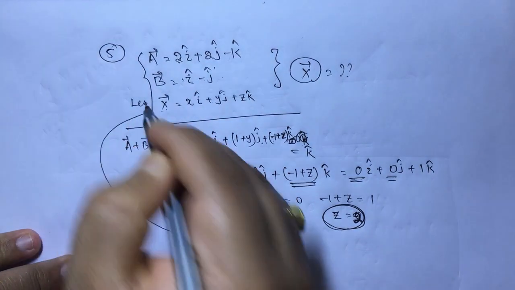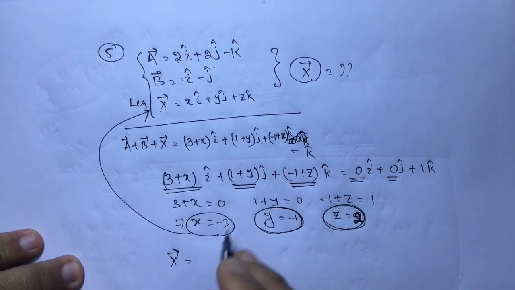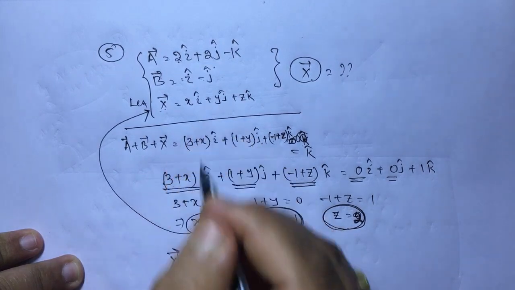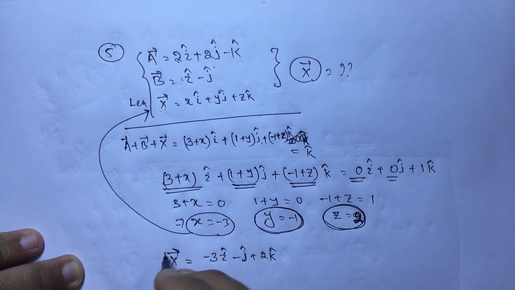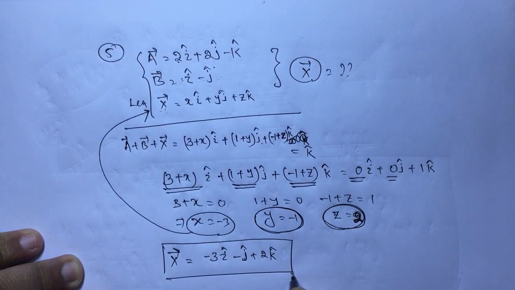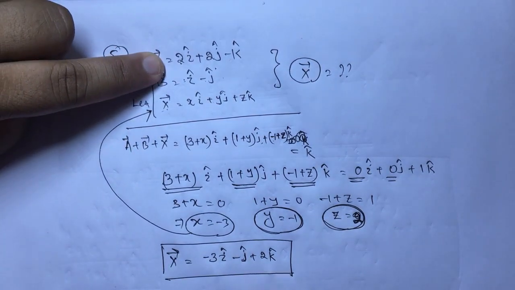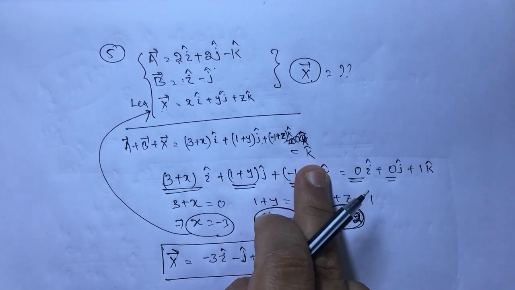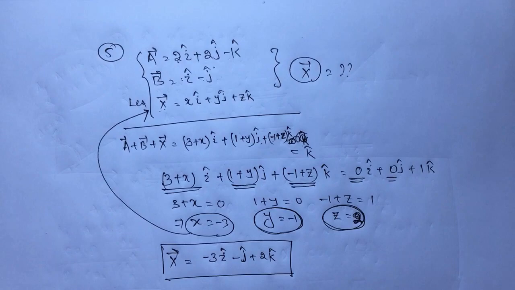Now, put it in this equation, you will find x vector. So, x vector equal to x I cap means minus 3 I cap, plus y j cap means minus 1 j cap or simply minus j cap, plus z k cap means plus 2 k cap. So, this is a vector. This vector, when added to the resultant of these two, will give you a unit vector along z axis, or that is k cap. This is how you have to do this type of solution.